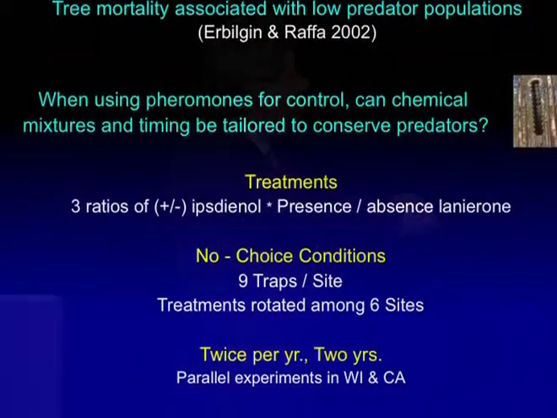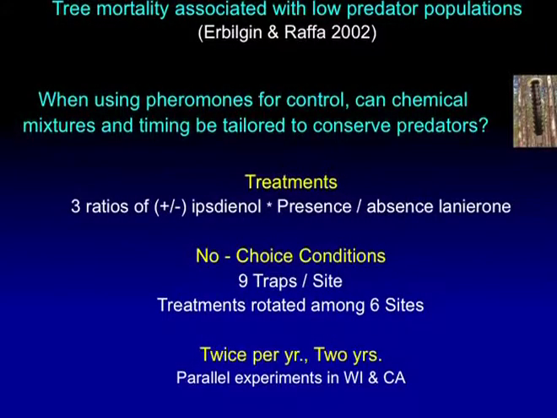Well, I've been using the term pheromone all along as if it were one chemical, but in fact it's a mixture of chemicals. In our system, it's plus ipsdienol, minus ipsdienol, and lineatin. And we were curious if by manipulating those three compounds, we could tailor make certain cocktails that would selectively remove the pest but not remove the predator. And these were our treatments. We had six different treatments. We had 9 traps per site in no choice conditions, which is more rigorous.